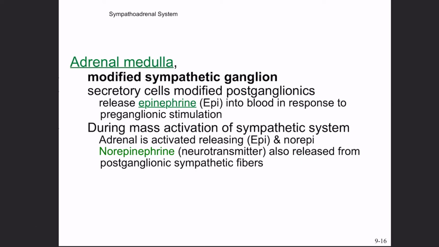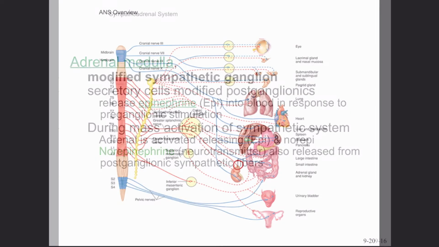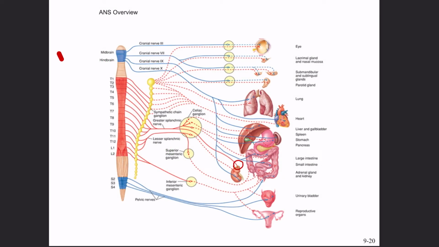The adrenal medulla is impacted by our sympathetic division. We know that our adrenal medulla produces epinephrine and norepinephrine, which are going to impact our sympathetic division. The parasympathetic division is in blue and the sympathetic division in red.